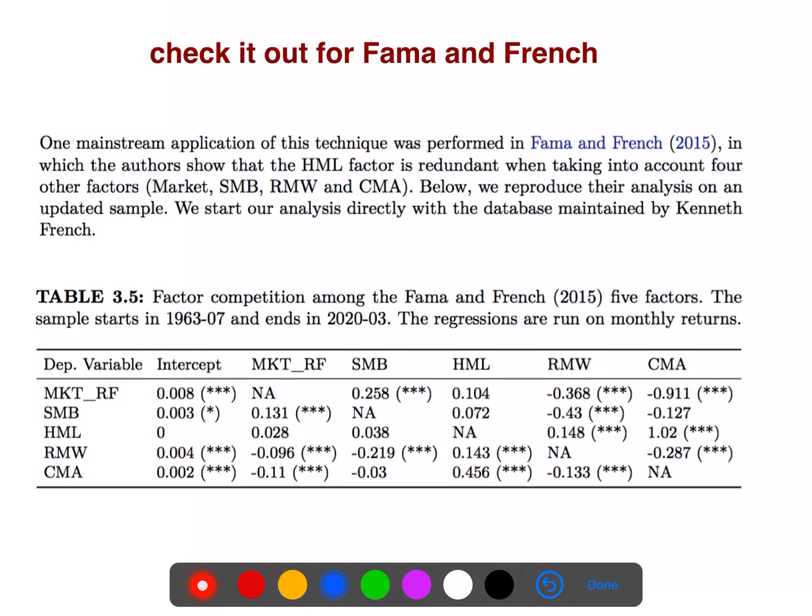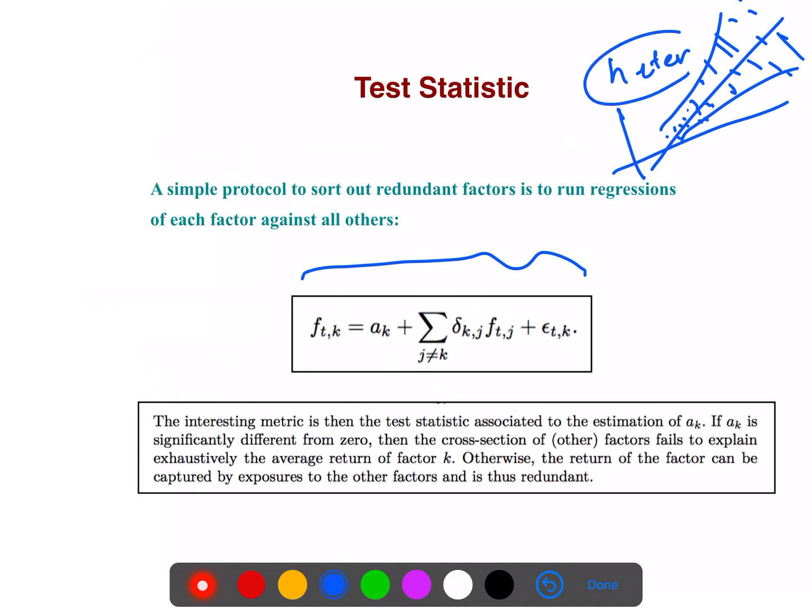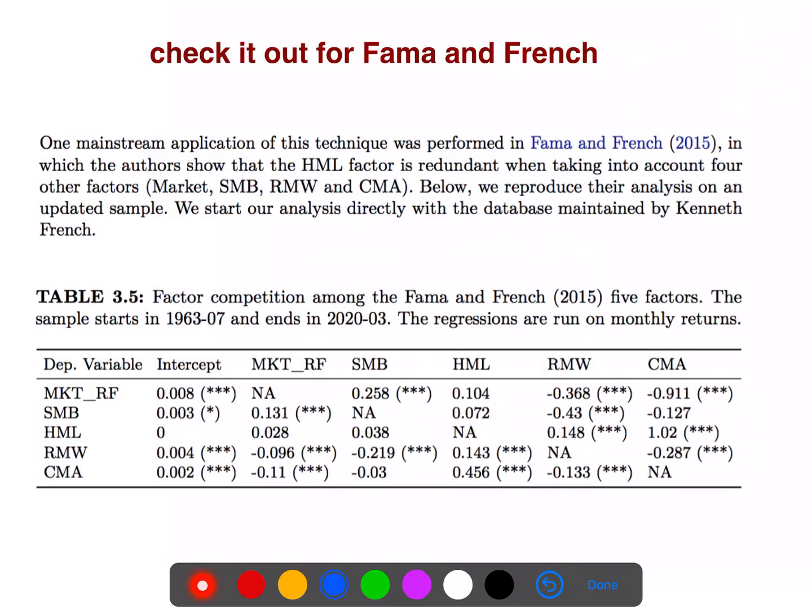Of course, there are other problems as well, such as heteroscedasticity. It means that, for example, here the deviation is small, and suddenly the residual errors grow, so we have some different statistics in order to tune and reduce the bias of that. For example, we use some methods to reduce heteroscedasticity, and check it out for Fama and French.